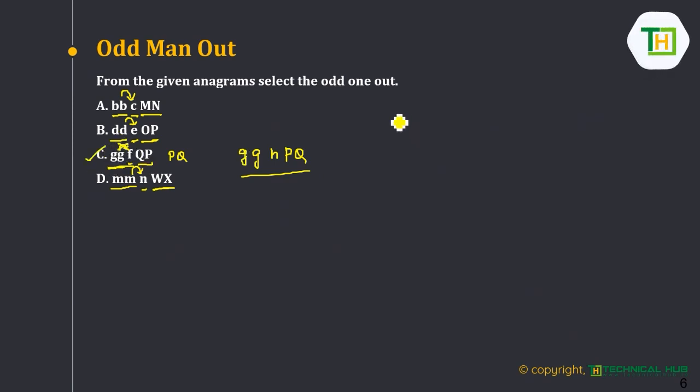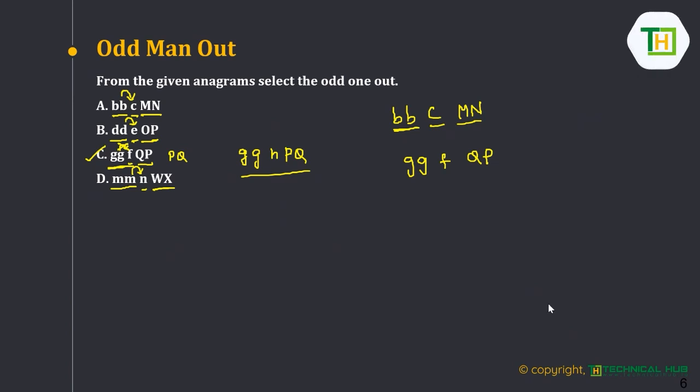So you understand? In BB, 2 letters are repeated 2 times, and the next letters MN are 2 consecutive letters from left to right. But here GG is there. So instead of H it is F, and instead of the order from left to right, it is given from right to left. So that is the reason why option C is the odd one out. The remaining 3 are following one particular logic and option C is not following that.